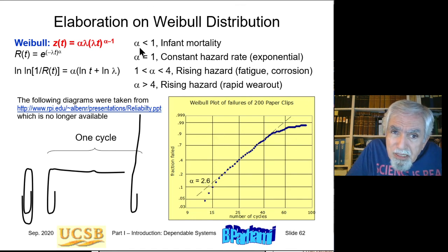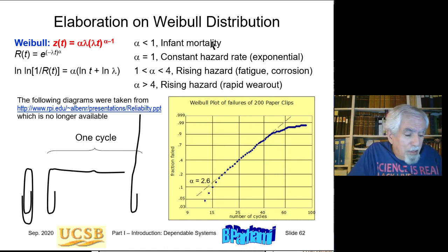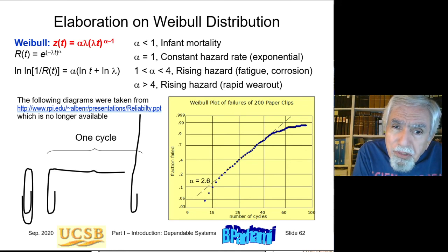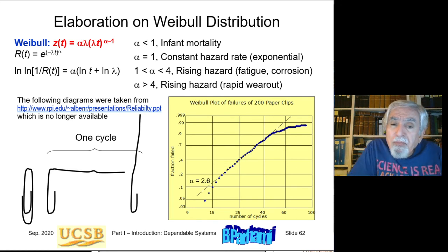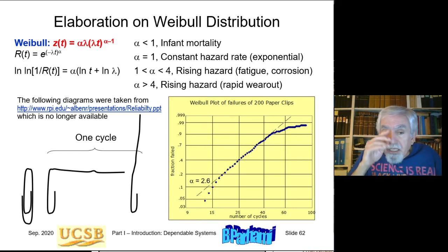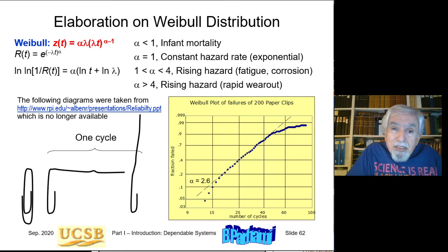So the special cases of Weibull: alpha equal to 1, that's the exponential, constant hazard rate. Alpha less than 1 is when the failure rate actually decreases over time. It's known as infant mortality, in analogy with infants occasionally dying right after birth, but then if they survive the first few days of life, it's much less likely for them to die as small children.